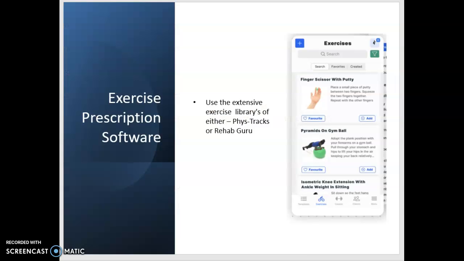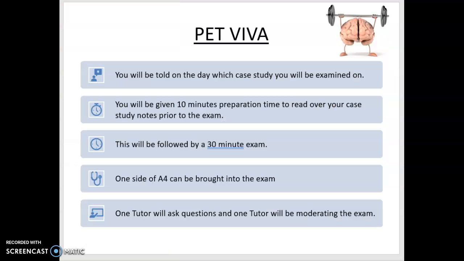So you should be using either PhysiTrax or Rehab Guru to help you with your exercise prescription. You can literally just type in knee or ankle or hip, and you'll get a wonderful variety of programs at the acute stage, at the subacute stage, and the chronic, early, mid, and late stage rehabilitation. So you can plan your exercises for the components of fitness that you think they require.